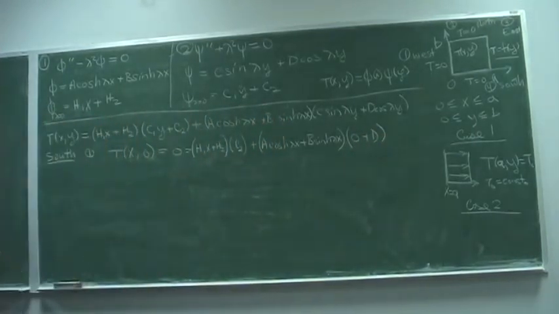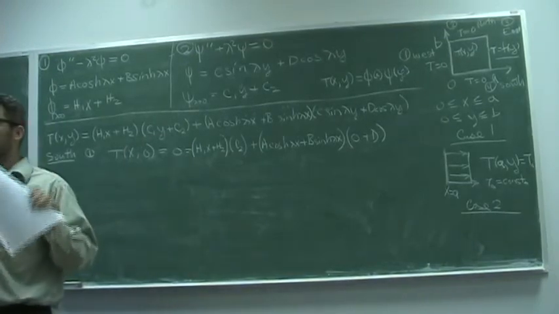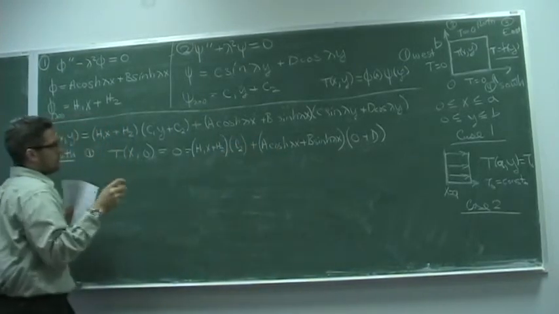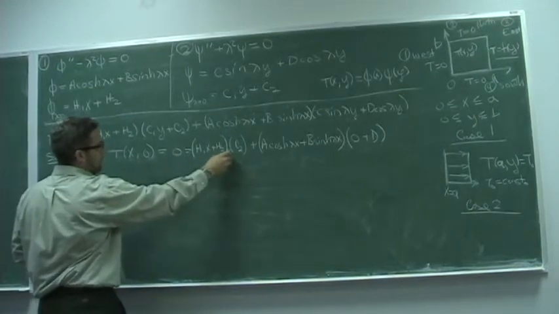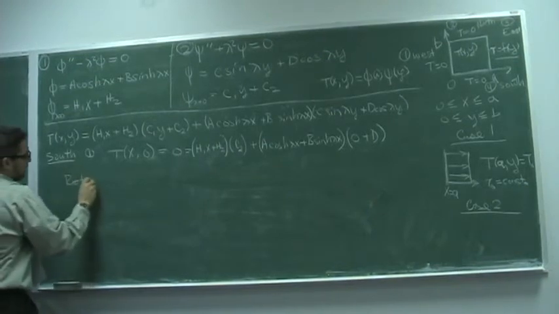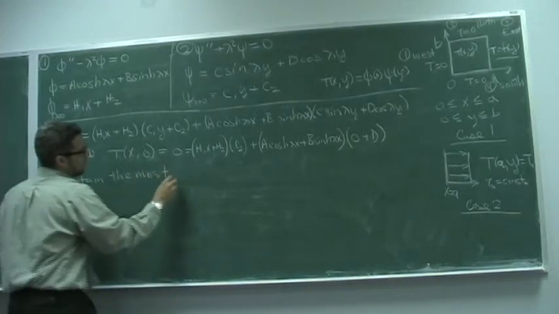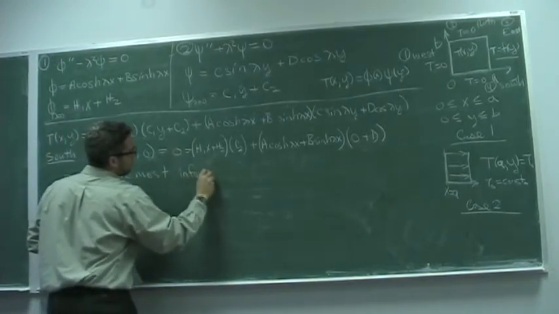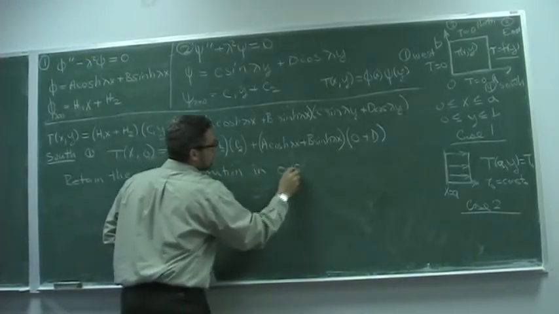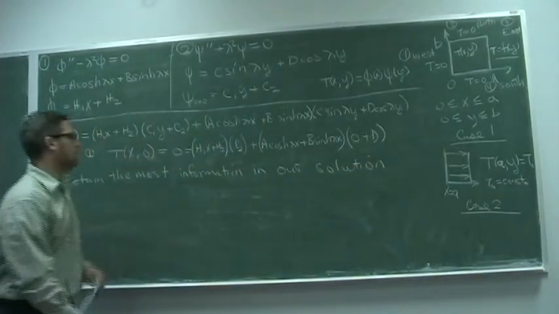Now we have to make some choices. We know that this equation has to be 0, term by term, because of linear independence. We've got two separate terms, and we've got to make sure this is 0. Our idea is we want to retain the most information in our solution. That's the criteria when we're looking at these two terms.